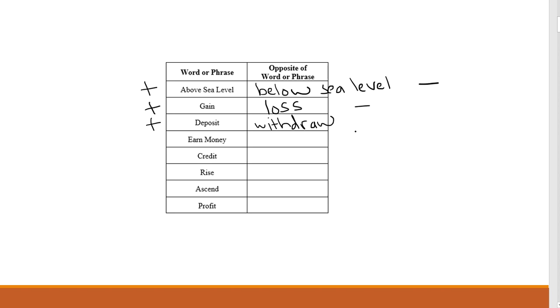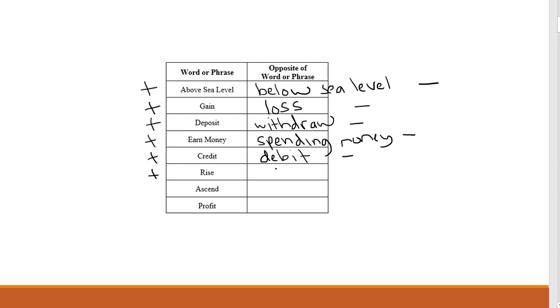Okay, so deposit would be putting money in. That would be represented by a positive integer. Withdrawing would be taking money out. That would be represented by a negative integer. The next one is to earn money. Earning money would be represented by a positive integer, and then spending money would be represented by a negative integer. The next one, credit, would be represented by a positive integer, and then a debit, that is when you are spending money, would be a negative integer.